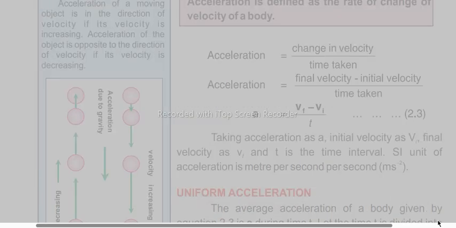Useful information: acceleration of a moving object is in the direction of velocity if its velocity is increasing. Acceleration of the object is opposite to the direction of velocity if its velocity is decreasing.